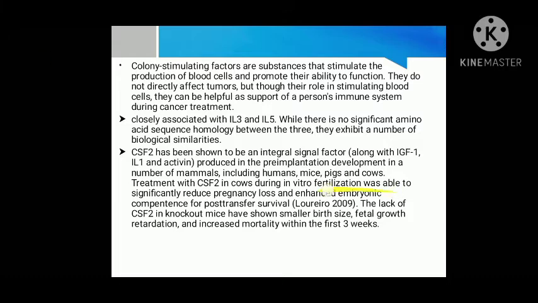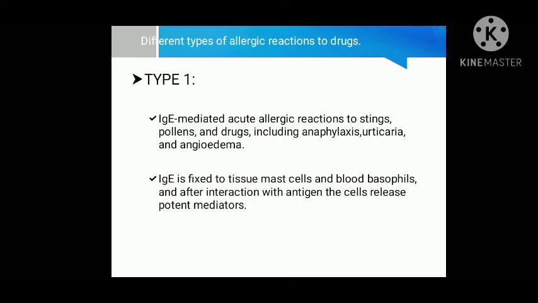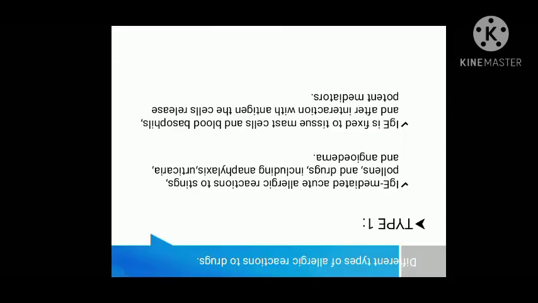So the next part, we are going to discuss the different types of allergic reactions to drugs. First we have your type 1 allergic reaction. IgE mediated acute allergic reactions to stings, pollens, and drugs, including anaphylaxis, urticaria, and angioedema. Your immunoglobulin E belongs to heavy chain epsilon, and the structure is monomer. The functions or roles of your immunoglobulin E: first, it is important in protection against parasites.